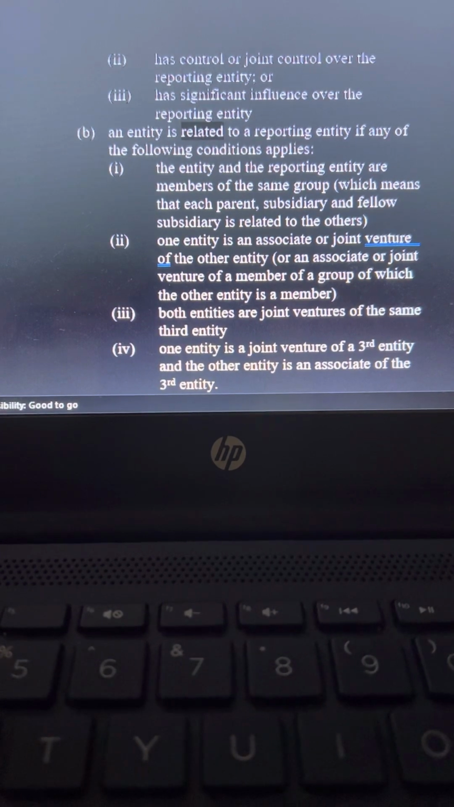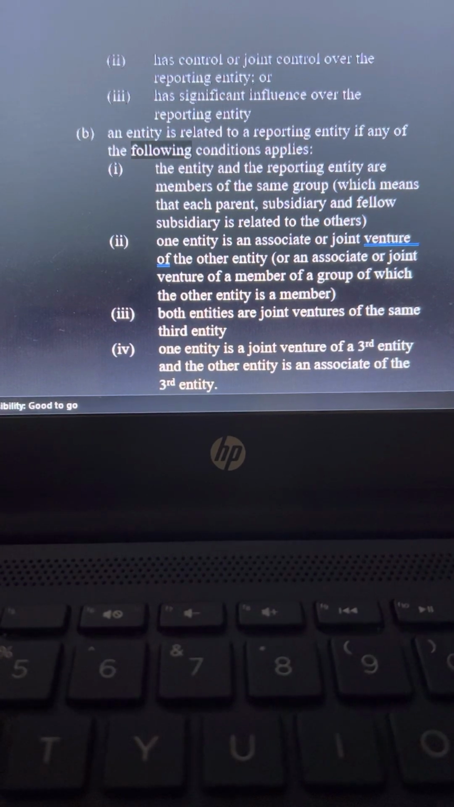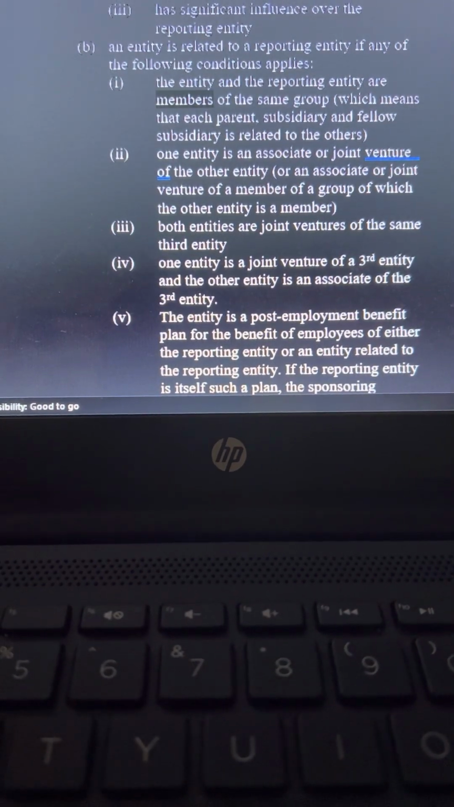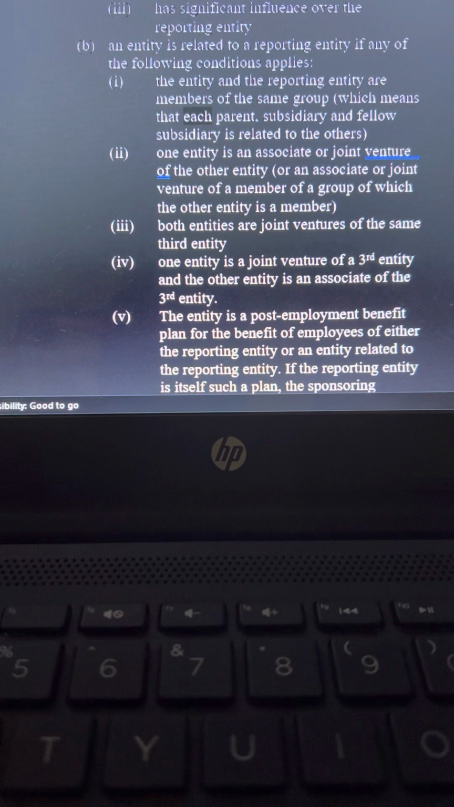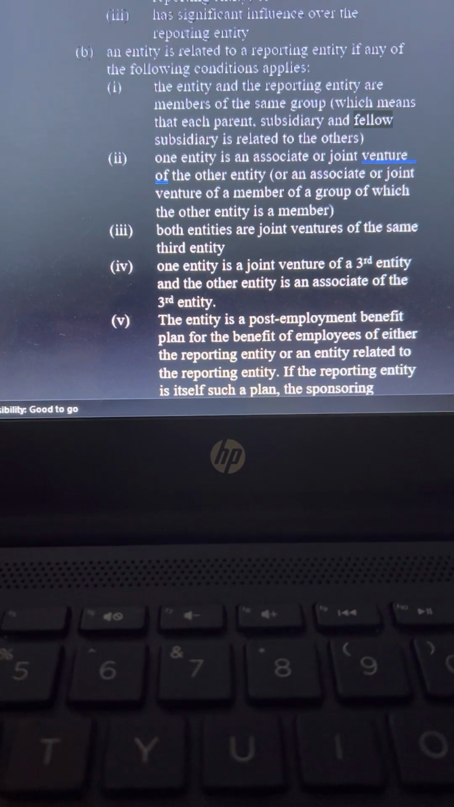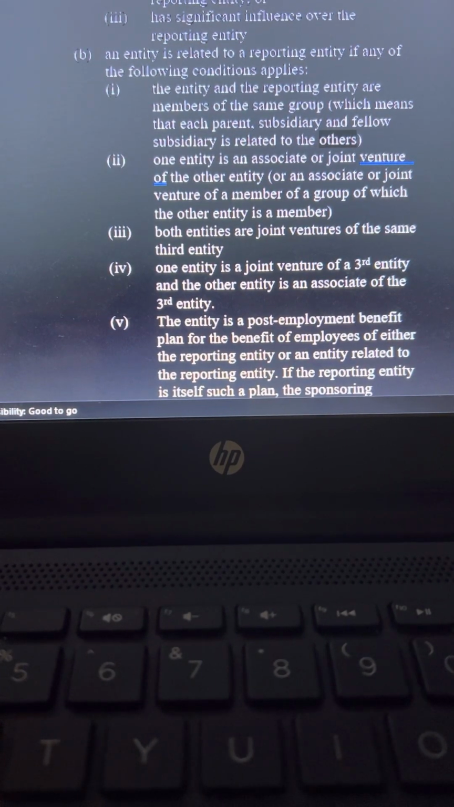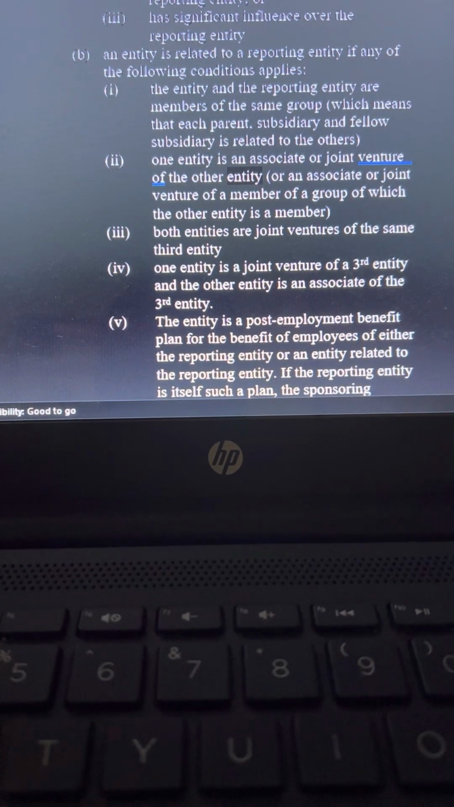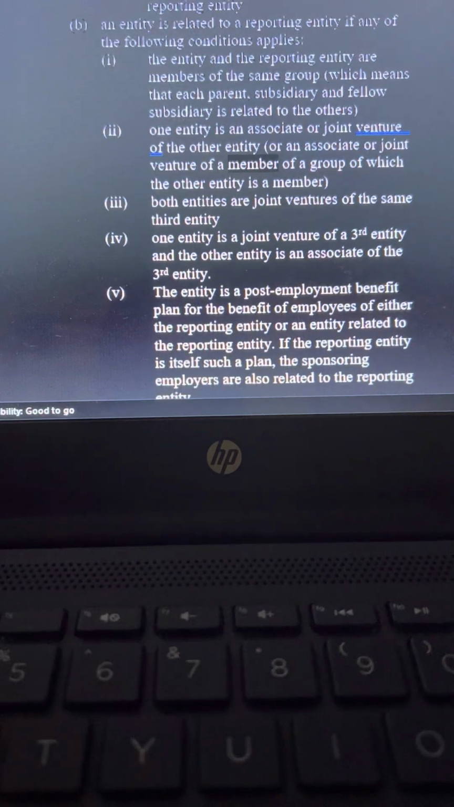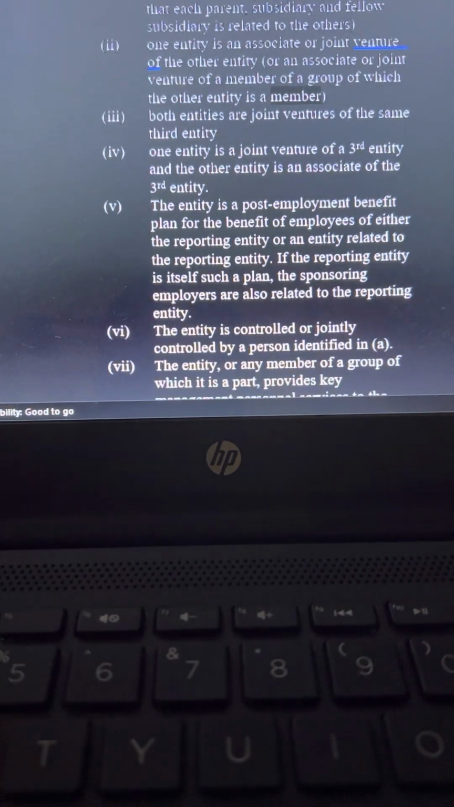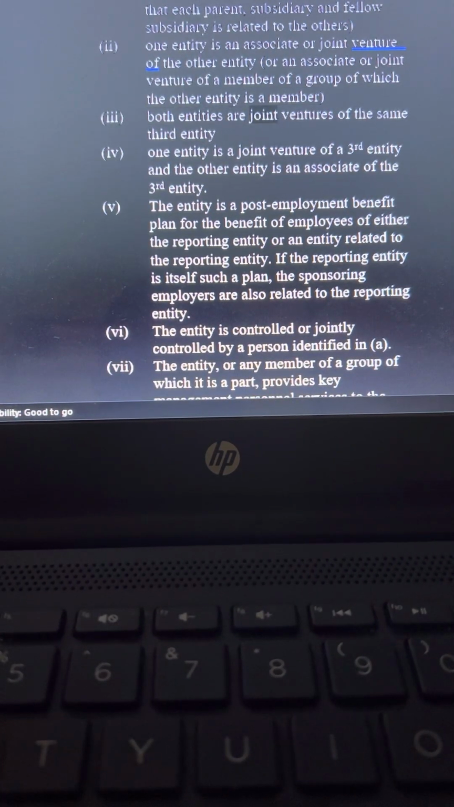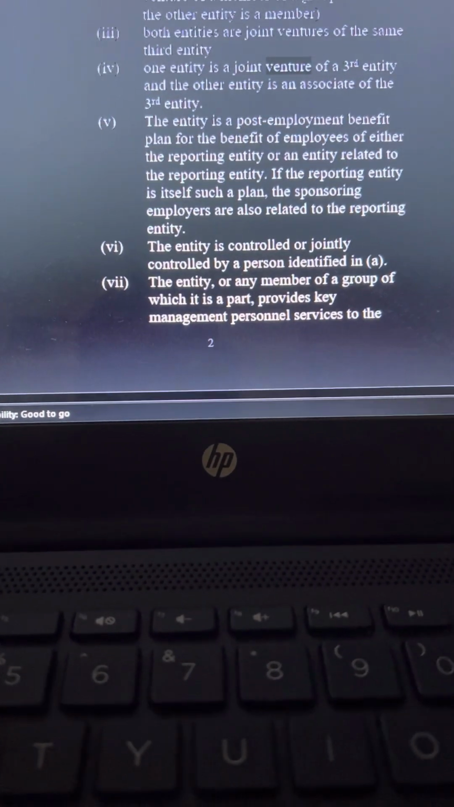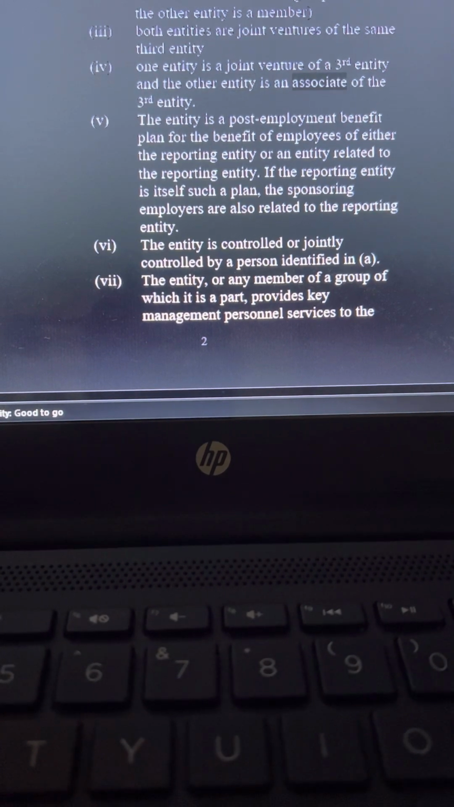An entity is related to a reporting entity if any of the following conditions applies. The entity and the reporting entity are members of the same group, which means that each parent, subsidiary and fellow subsidiary is related to the others. One entity is an associate or joint venture of the other entity, or an associate or joint venture of a member of a group of which the other entity is a member. Both entities are joint ventures of the same third entity.